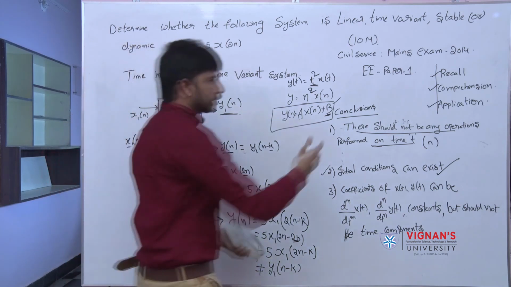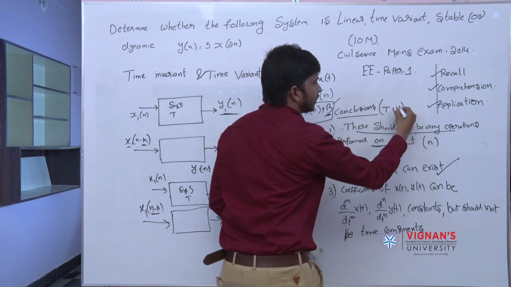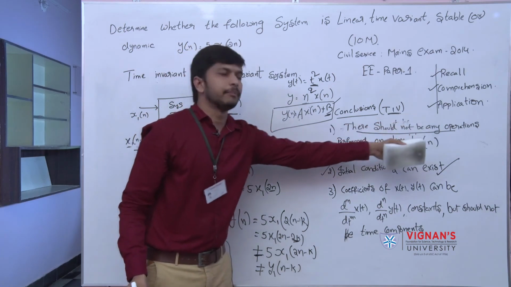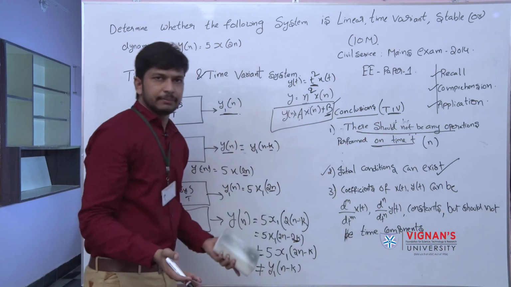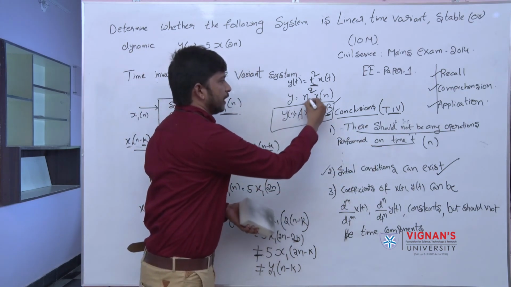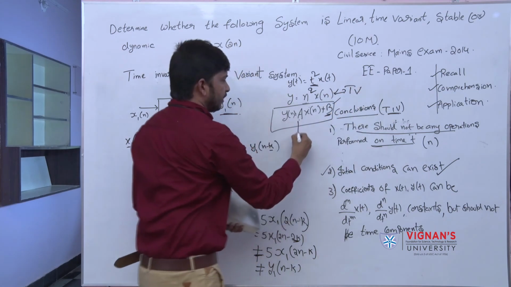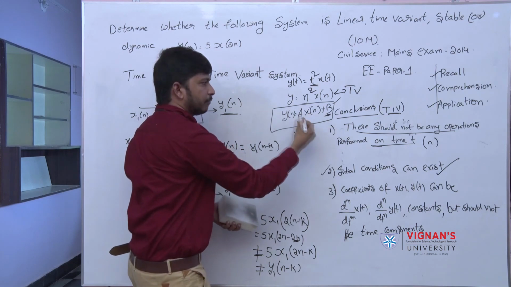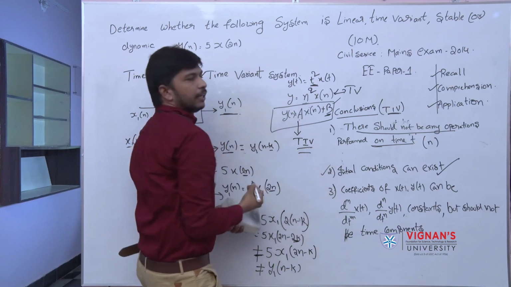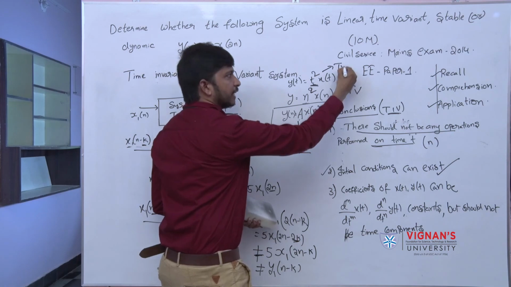Okay, what are the conclusions? These conclusions are for a time invariant system. TIV means time invariant system. For a system to become time invariant, the initial conditions can exist and there should not be any operations on time t, like this. Here there is an operation, so it is a time variant system. Now here, there is no operation on time and initial conditions exist, so this is a time invariant system. Okay, here an operation is performed on time, so this is a time variant system.